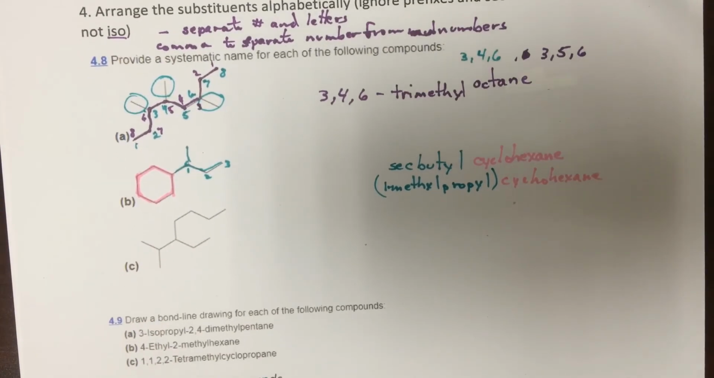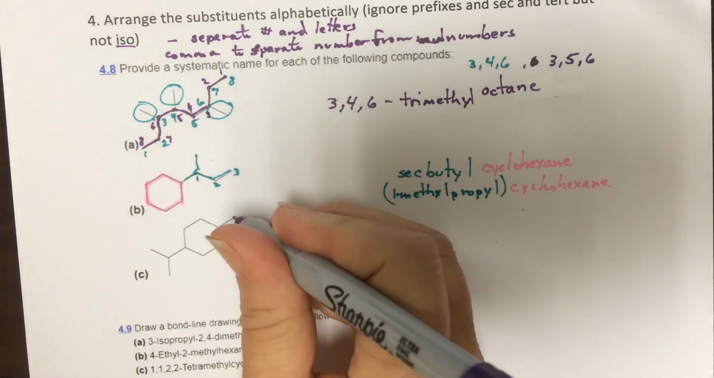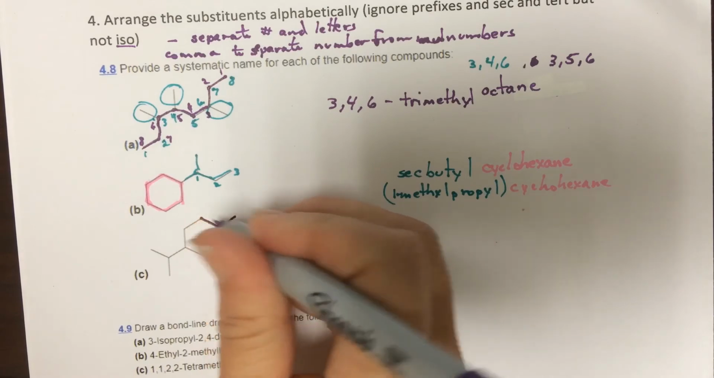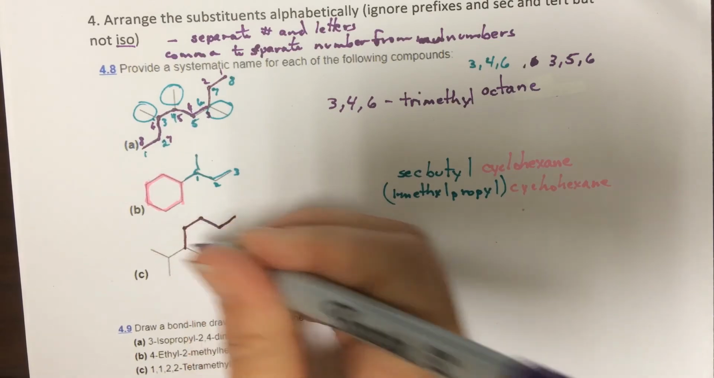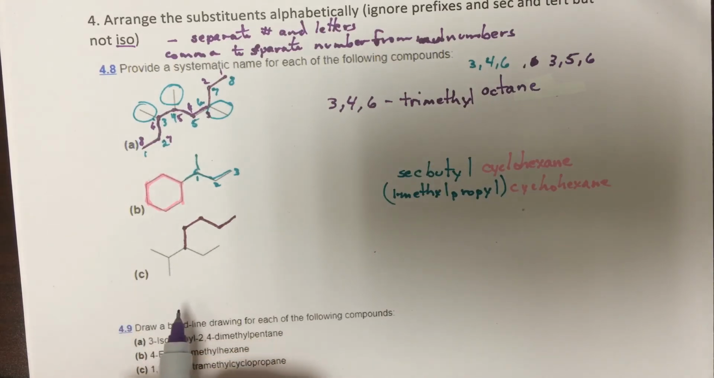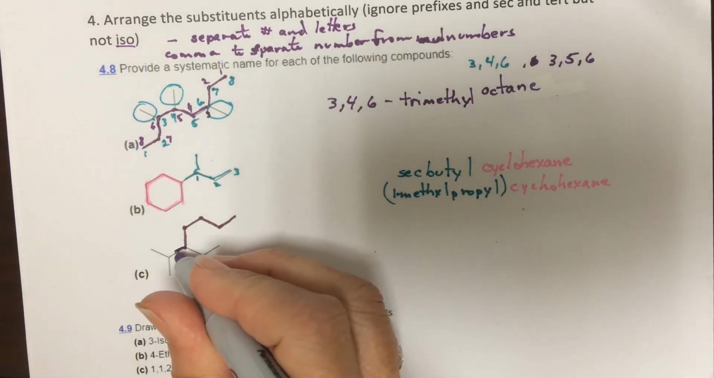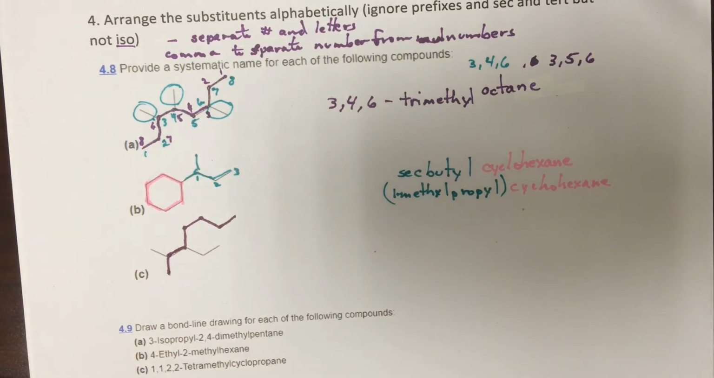Okay, so let's look at this one. We want to find the longest chain with the most substituents. So we start here because that's going to obviously be one of the longer ones, right? And now we have a choice. If we go to the right, we get one substituent. If we go to the left, we get 2. So we'll want to go to the left and get 2.